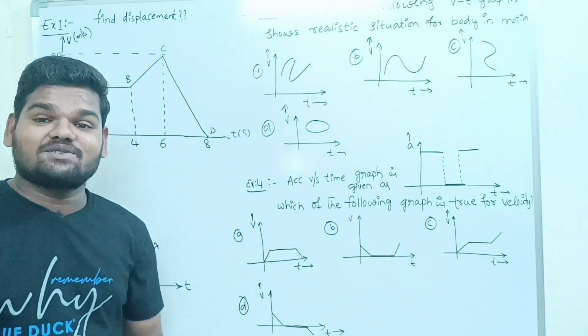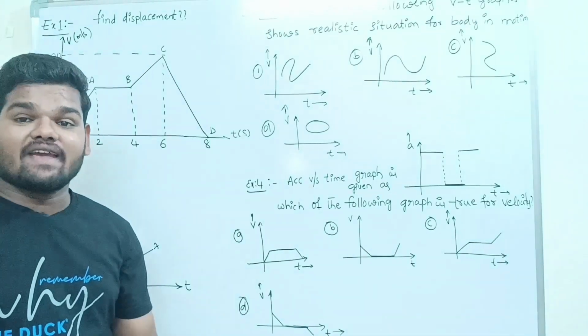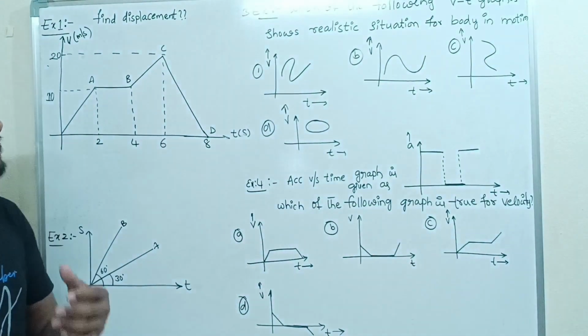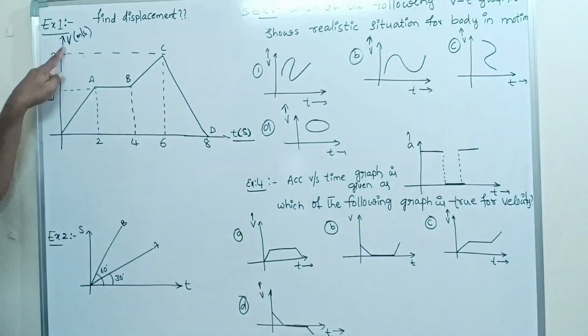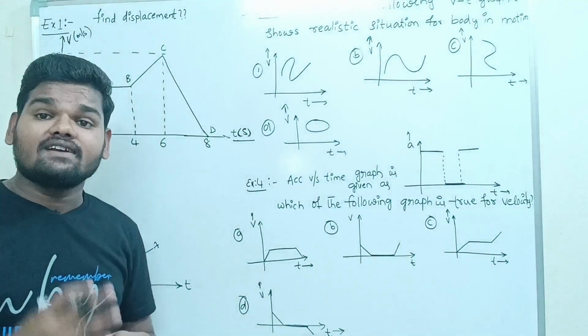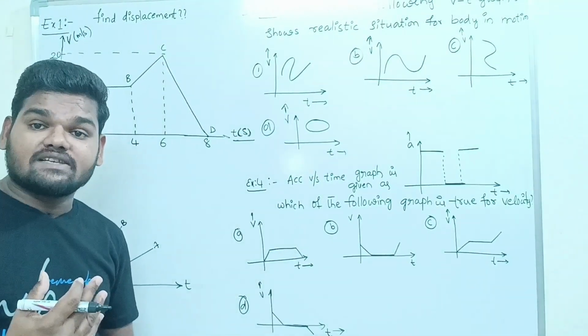Right. So my dear students, let me bring up some example problems on the graphical section. Have a look at how to solve the given graphs. A velocity versus time graph is given. What are they asking? They are asking to find the displacement. How to find the displacement?